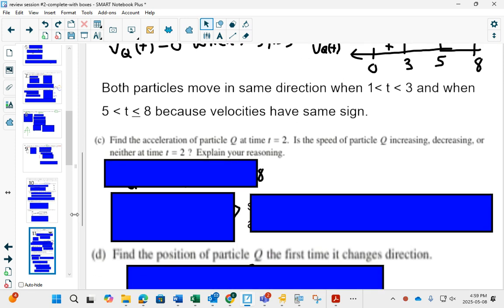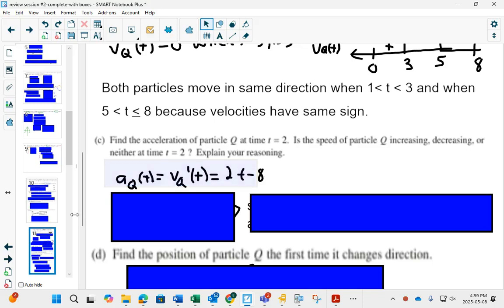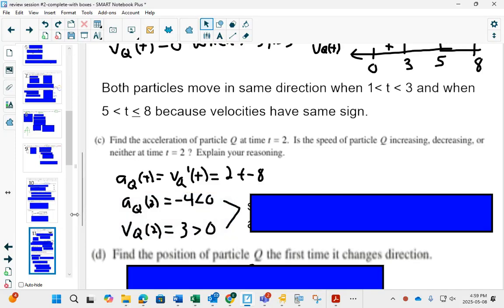Find the acceleration of particle Q at the time t equals 2. Is the speed increasing, decreasing, or neither? Explain your reasoning. So, our acceleration will be our derivative, and our derivative is easy to find here, just 2t minus 8. And at t equals 2, easy to plug in, that is negative 4.